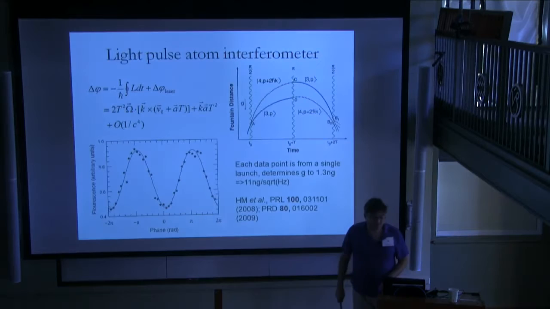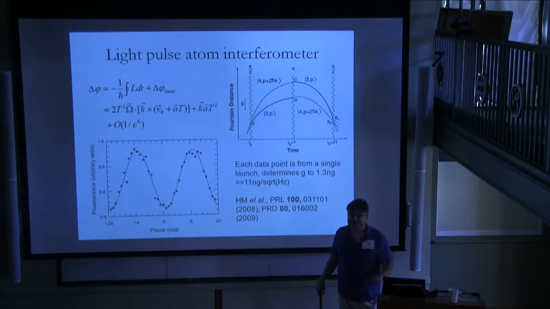Now to my own technology, the light pulse atom interferometer. That's something that was invented by 3 scientists roughly at the same time: Jürgen Blüneck, Fritz Riele, and Steve Chu and Mark Kasevich. Okay, 4 people.